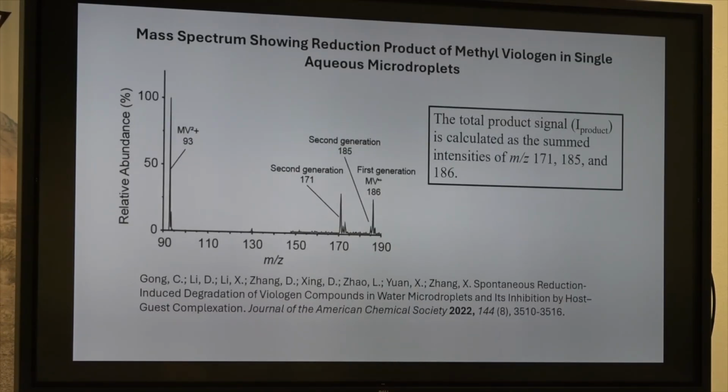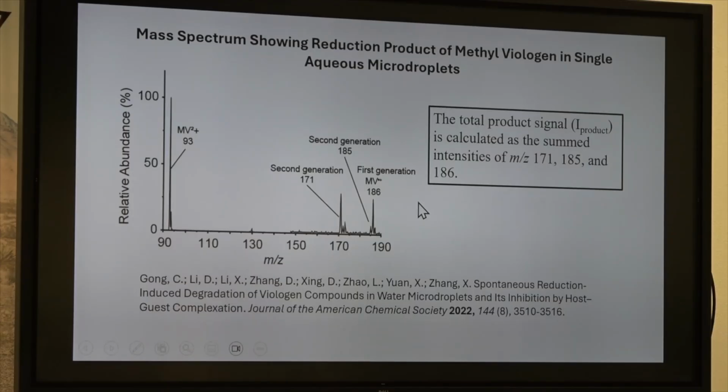Let's look at it. There's the mass spectrum showing the reduction product of methylviologen in single aqueous microdroplets. You understand, I really can look at a single droplet. You see why. Have droplet on demand, like inkjet printing. Okay? And here I'm showing you it. Here's MV++. Remember, it is mass over charge. This gets divided by 2, charge of 2. That's why it's appearing here. These are just MV+ type things. We know what they are.